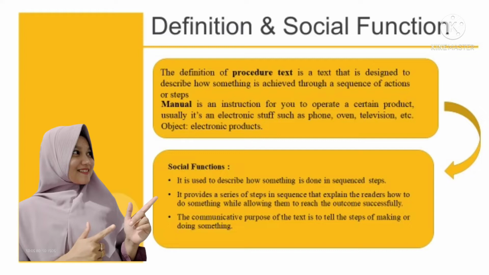The social function of manual are: first, it's used to describe how something is done in sequence steps. And the second, it provides a series of steps in sequence that explain the readers how to do something while allowing them to reach the outcome successfully. And the third, the communicative purpose of the text is to tell the steps of making or doing something.